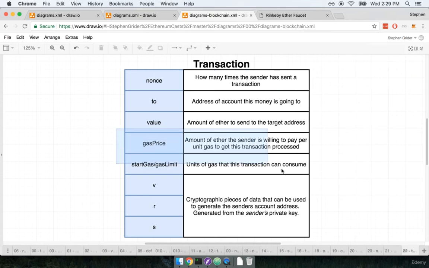Now, last two properties, or I shouldn't say last two, but two of the other properties on here are gas price and start gas, and start gas is sometimes alternatively called gas limit. We're going to come back to these two terms later on, but for right now, if you're curious about what they're about, you could read the description right here. But like I said, we'll come back to these two terms.